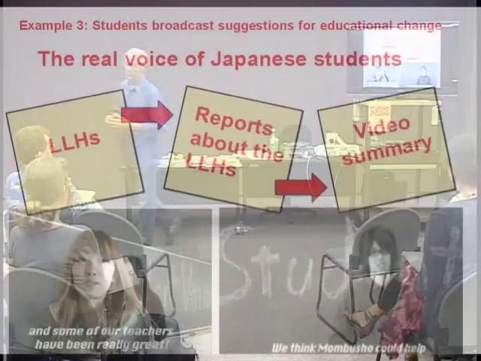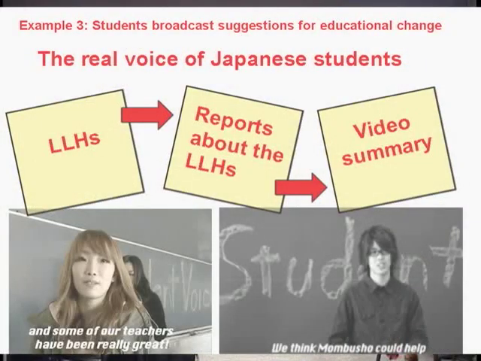The third example is one that some of you may already be familiar with. This is not from a survey. These are language learning histories. I get my students to write their language learning histories, and I actually publish them in a little booklet. And I give it back to them second semester. They read them, and I put them into small groups to write reports about them, to do analyses of them, if you like. They analyze what the motivational and demotivational factors are. And I also ask them to give suggestions to students and to teachers and to the Ministry of Education.